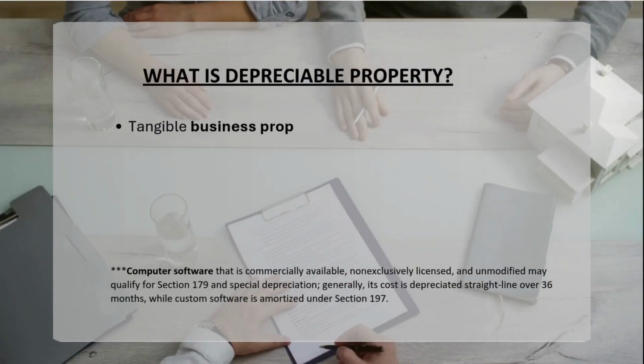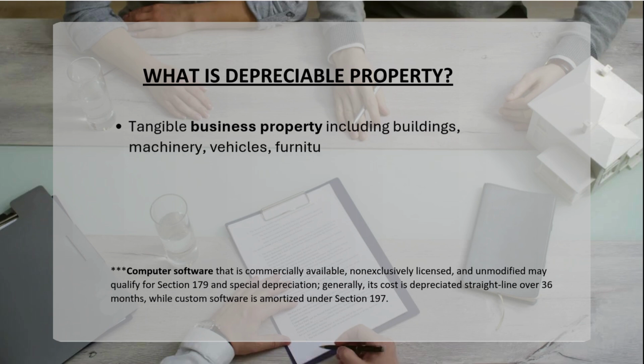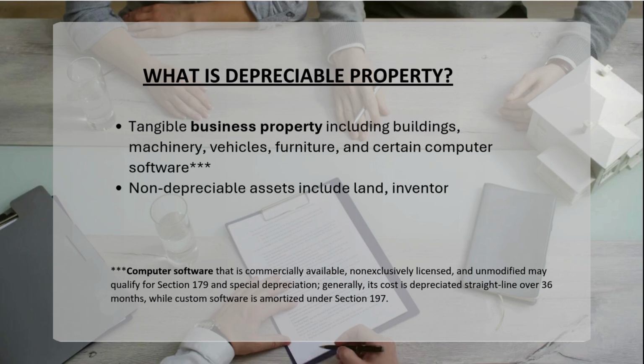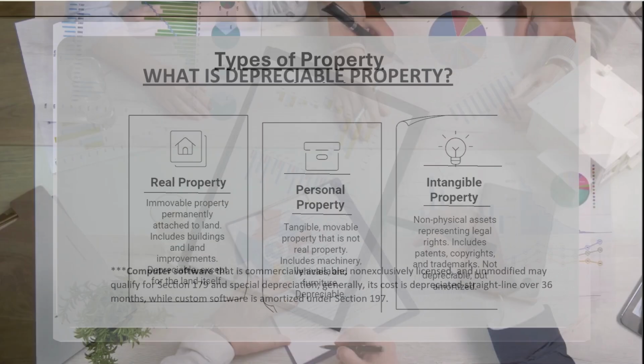What is a depreciable property? Tangible business assets, including machinery, vehicles, office furniture, certain computer software, and land improvements, are generally eligible for depreciation, whereas intangible assets, personal use items, and land itself cannot be depreciated.